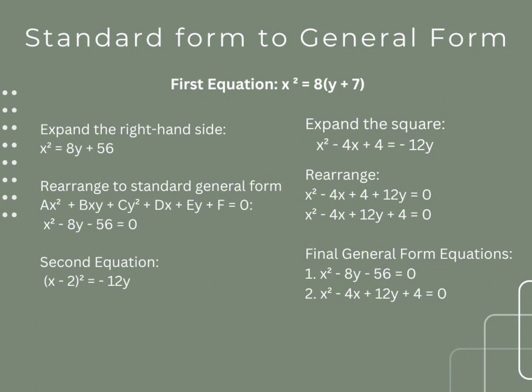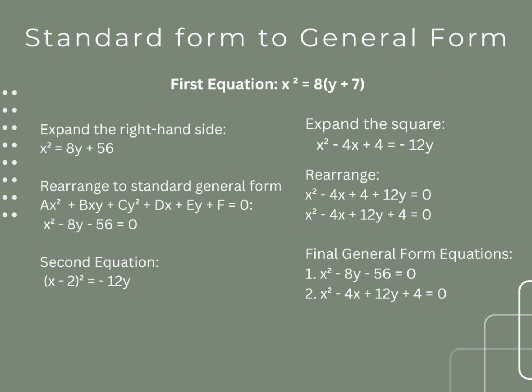And for the second equation, (x minus 2) squared equals negative 12y. Let's expand the square. We get x squared minus 4x plus 4 equals negative 12y. Now, rearrange: x squared minus 4x plus 4 plus 12y equals 0. And rearranging, x squared minus 4x plus 12y plus 4 equals 0.